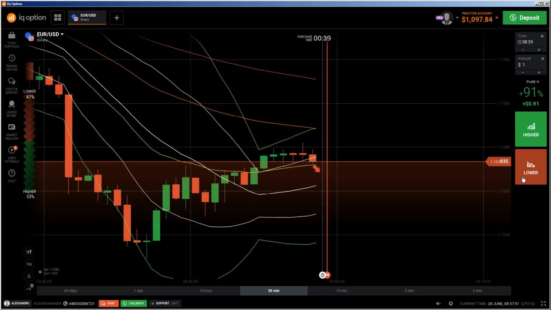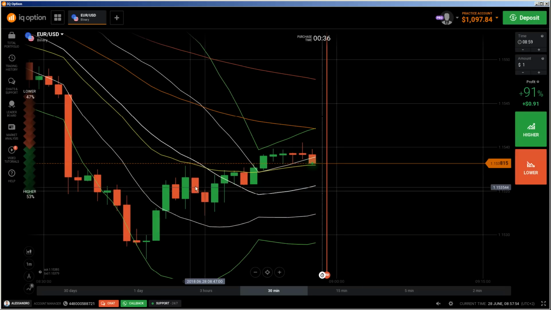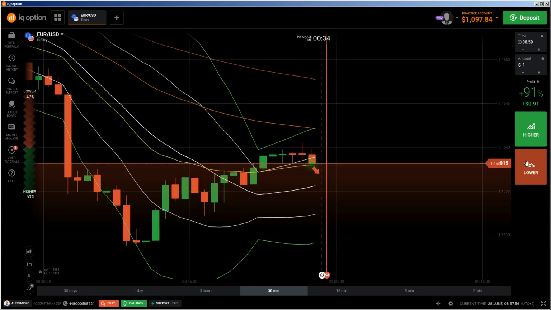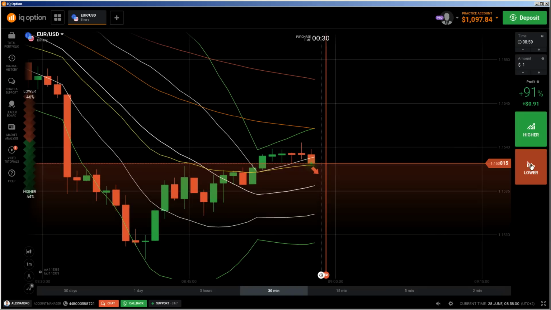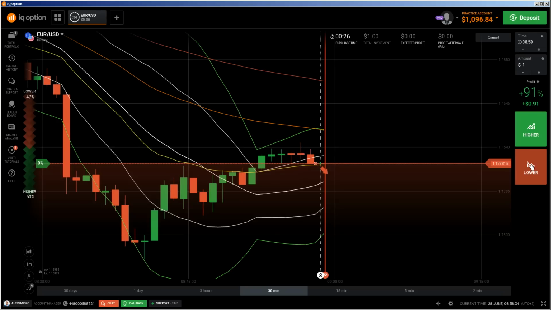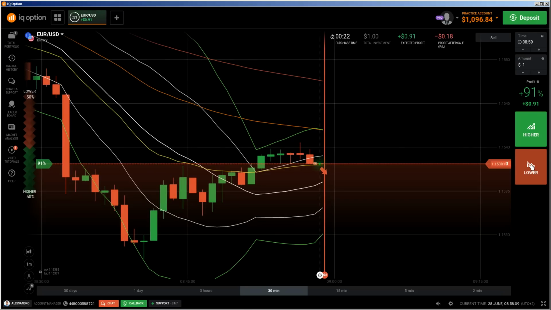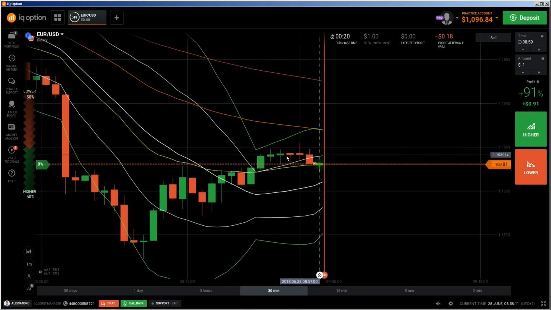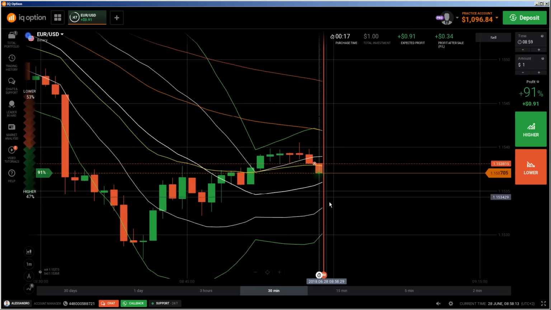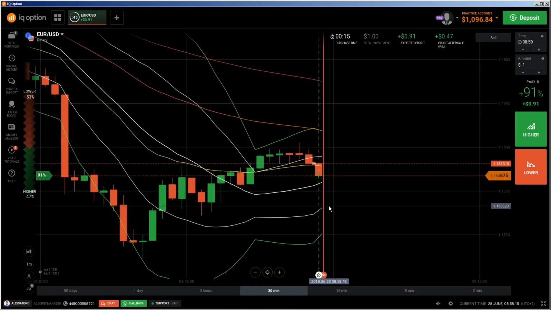Okay, I will do a put because I understood from this that this will be only a fake breakout of the 20 EMA on this strong round number. So I will do a put and let's see what will happen. I'm pretty much sure that price will go down further, because of this kind of formation. Yes, this formation here is telling me that we are getting down.